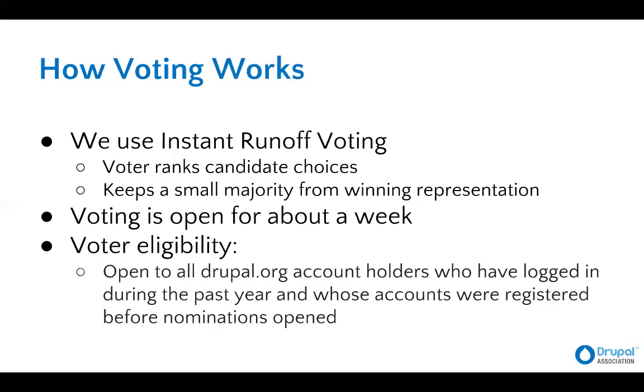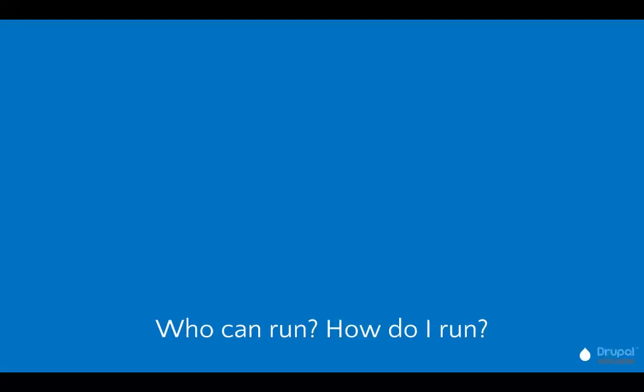We keep voting open for about a week to 2 weeks, and voters need to meet the eligibility requirements, which are rather simple. They need to have a Drupal.org account, and they need to have been logged into that account for the past year. So that is who gets to vote on the candidates.